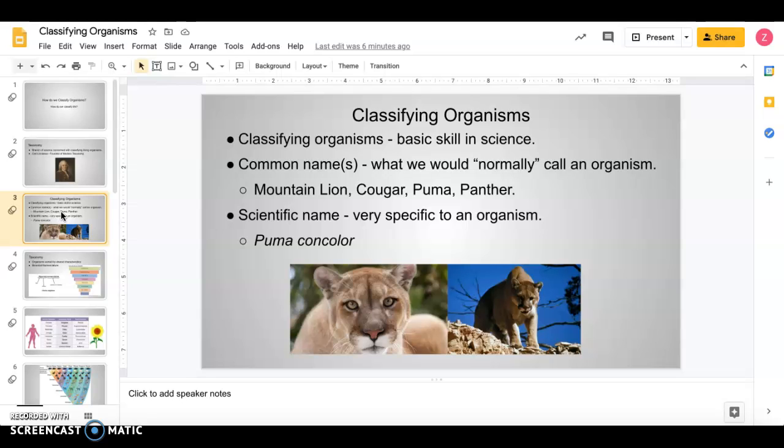Classifying organisms will become a basic skill in science as you go up through the ranks and take higher level courses. We often know organisms or animals by their common name, what they would normally be called. For example, we have a mountain lion, or it could be called a cougar, puma, or panther. But we have a scientific name that's very specific to an individual organism. So a mountain lion, cougar, puma, panther, there are different variations of names, but its scientific name is just one, Puma concolor.